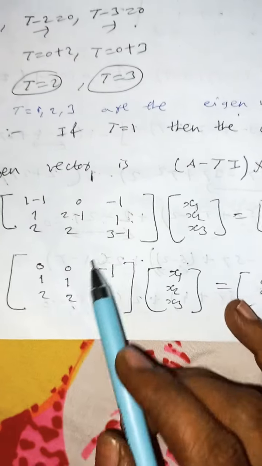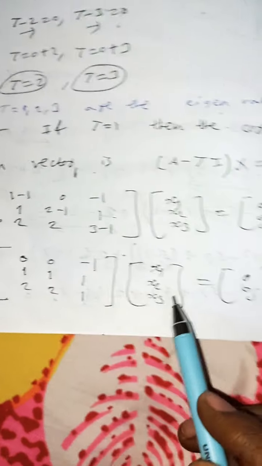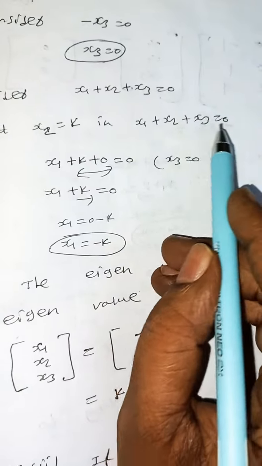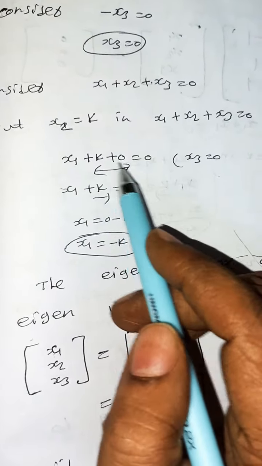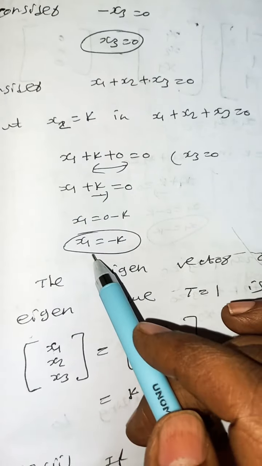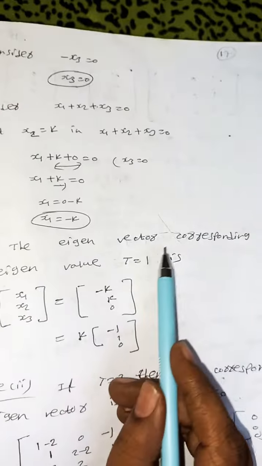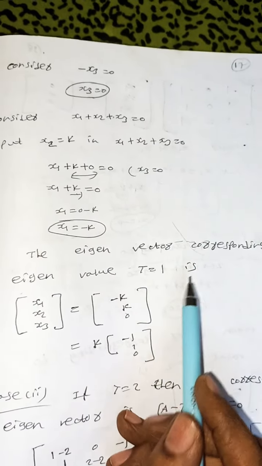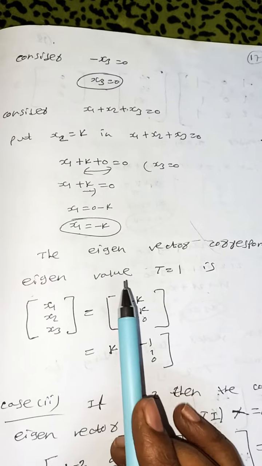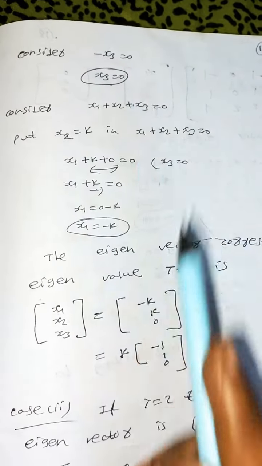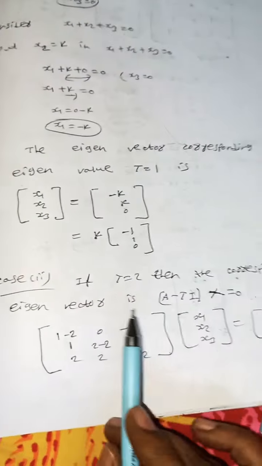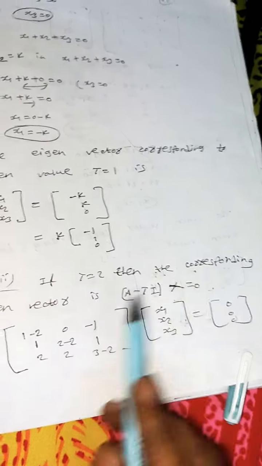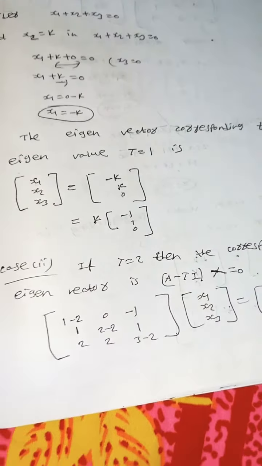Next consider the second row. x1 plus x2 plus x3 is equal to 0. Let us assume x2 is equal to k in this equation. So write x1 as it is, x2 is k as we assumed, and x3 we got 0. k plus 0 is k. Sending k to the other side, plus will become minus, so 0 minus k is minus k. Therefore the eigenvector corresponding to eigenvalue lambda equal to 1 is x1, x2, x3 equals minus k, k, 0. Take k outside. So what are the remaining values? -1, 1, 0.